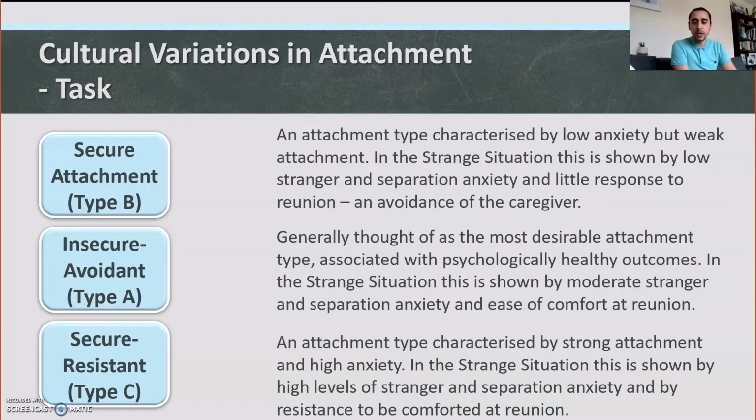An attachment type characterized by low anxiety but weak attachment. In the Strange Situation, this is shown by low stranger and separation anxiety and little response to reunion, an avoidance of the caregiver. Generally thought as the most desirable attachment type associated with psychologically healthy outcomes. In the Strange Situation, this is shown by moderate stranger and separation anxiety and ease of comfort at reunion. And then finally, an attachment type characterized by strong attachment and high anxiety. In the Strange Situation, this is shown by high levels of stranger and separation anxiety, and by resistance to be comforted at reunion. So it's going to be like that.